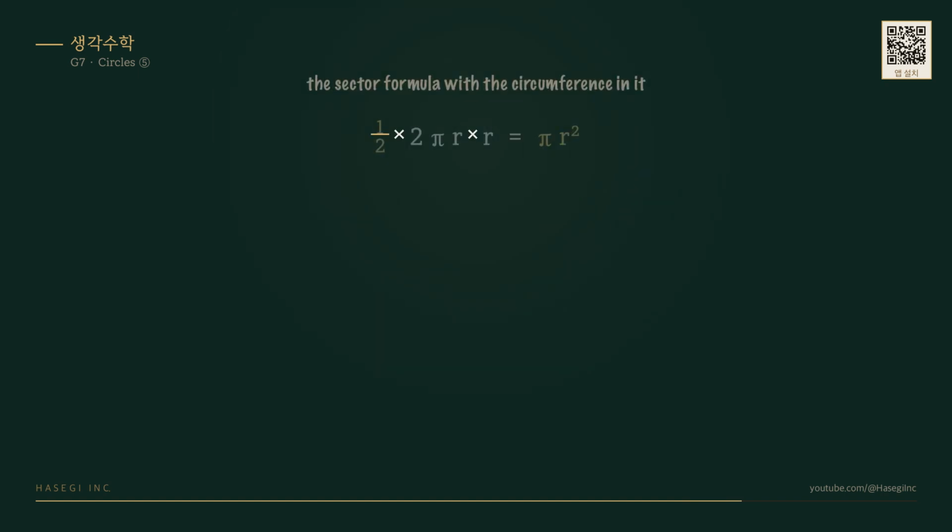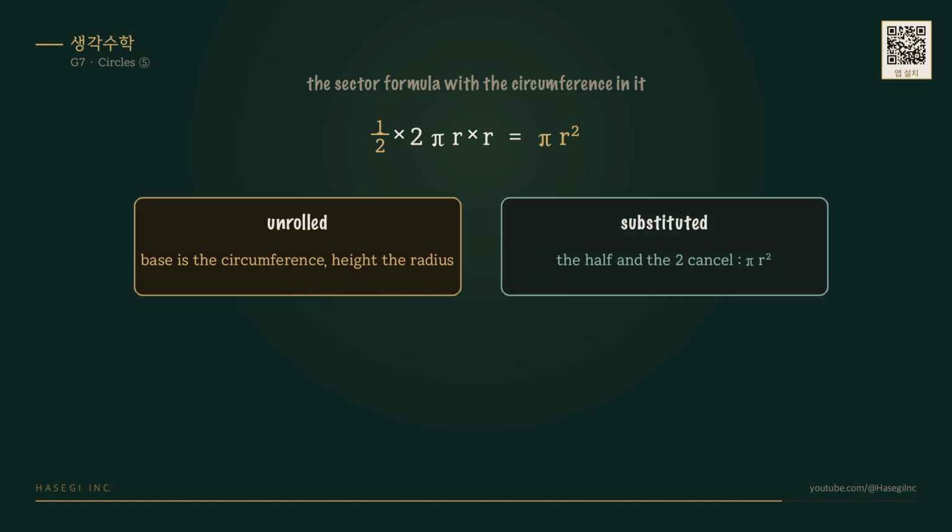So, the circle's area formula is the sector formula with the circumference dropped in. Cut it up and unroll it, and you get a triangle on the circumference with the radius as height. And substituting gives pi times the radius squared. That closes out circles and sectors.